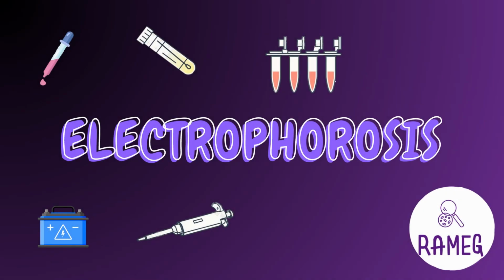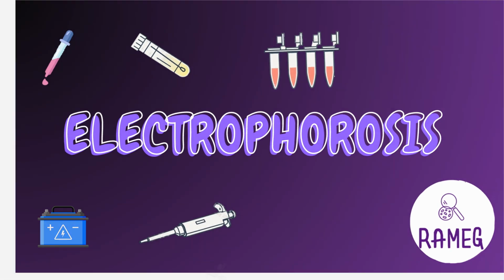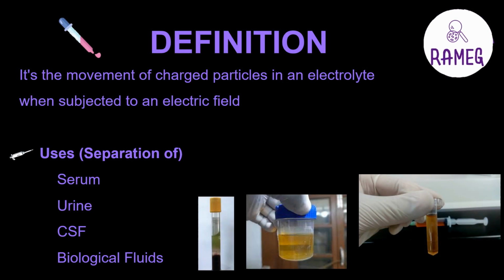Today we are going to be talking about electrophoresis. So what exactly is electrophoresis? Electrophoresis is the movement of charged particles in an electrolyte when subjected to an electric field. This basically means that charged particles, such as proteins, move under the influence of the electric field.